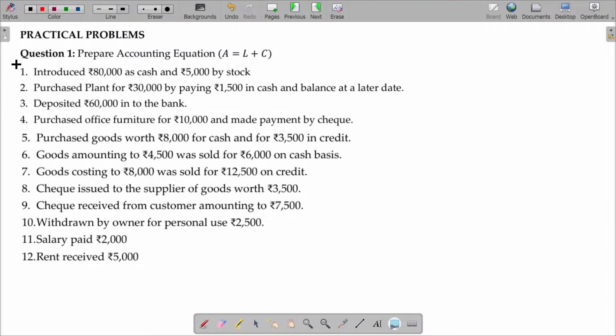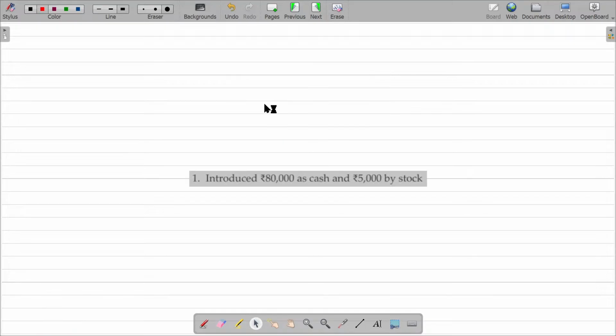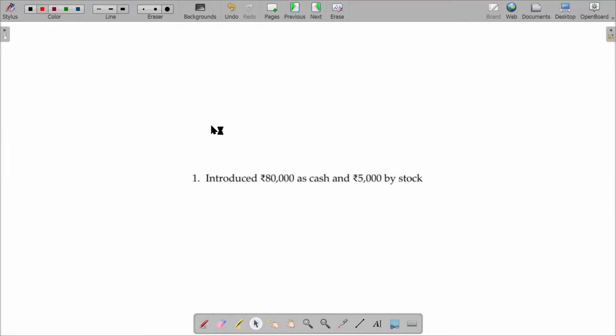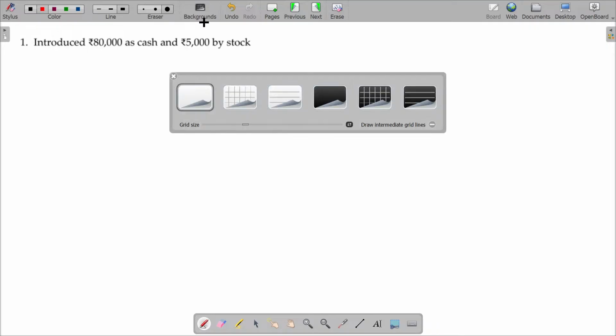After every transaction, how can we pass entries? How can we post this? Introduced 80,000 as cash, 5,000 by stock. Means the owner has sponsored this much money. We assume the accounting equation approach here.